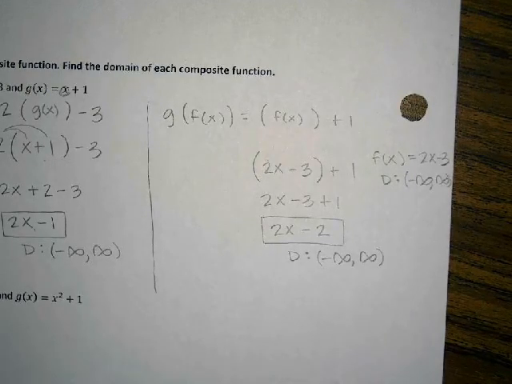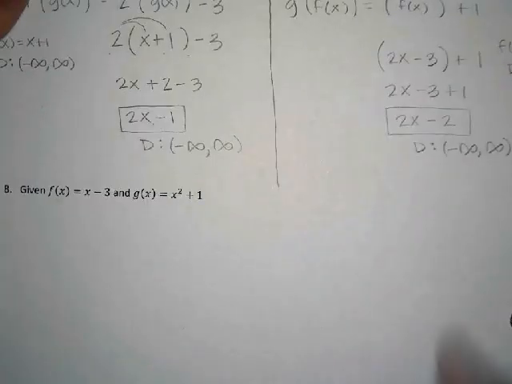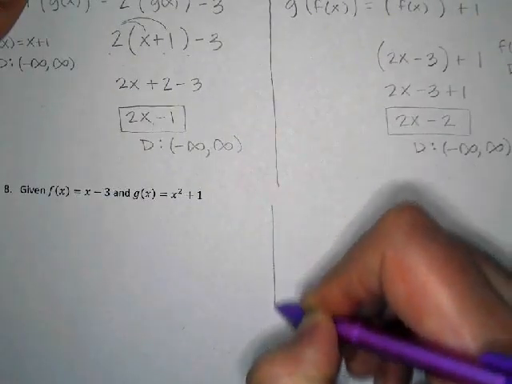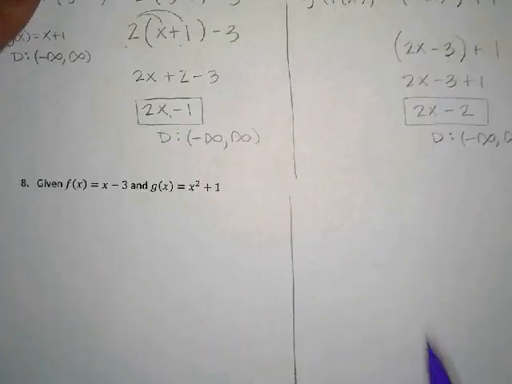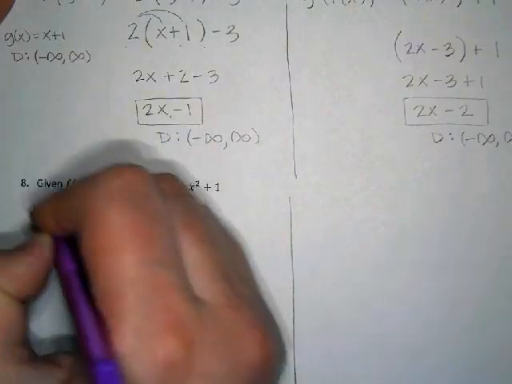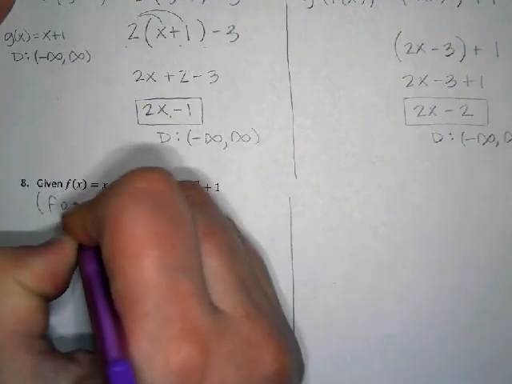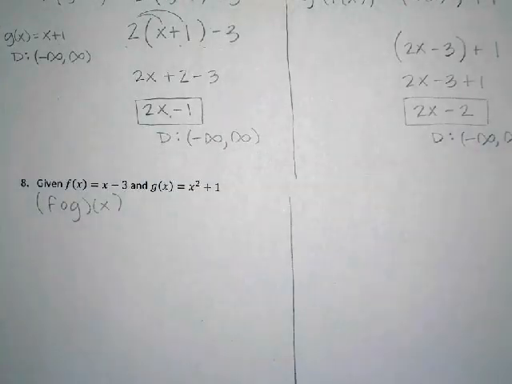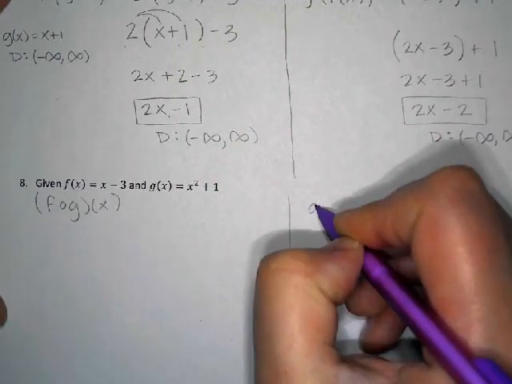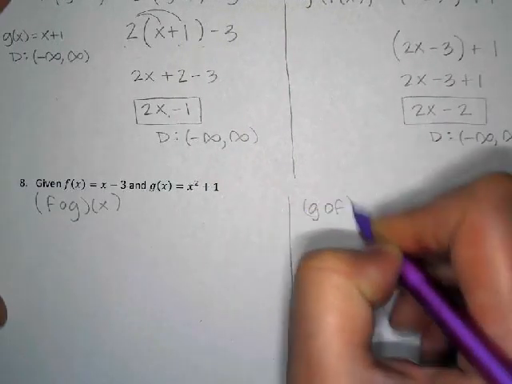Okay, we're going to try the next problem. Again, we're going to compose it both ways. So we're going to plug in g into f. We're going to plug f into g. I'm going to write the other notation this time. So I'm going to say f of g of x. All that means is that the g is being plugged into the f. And then over here, I'm going to say g of f of x. That just means that f is being plugged into g.